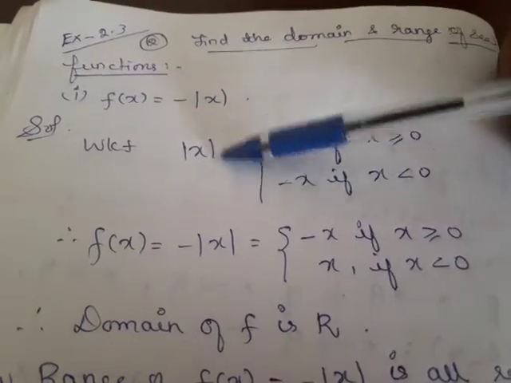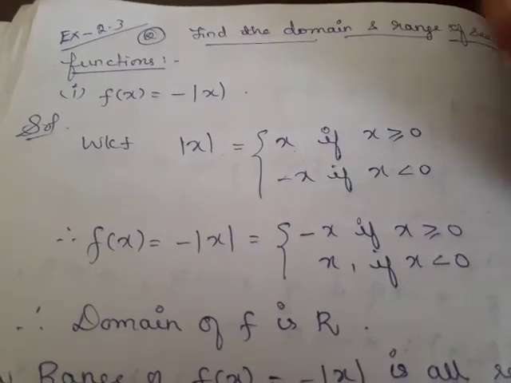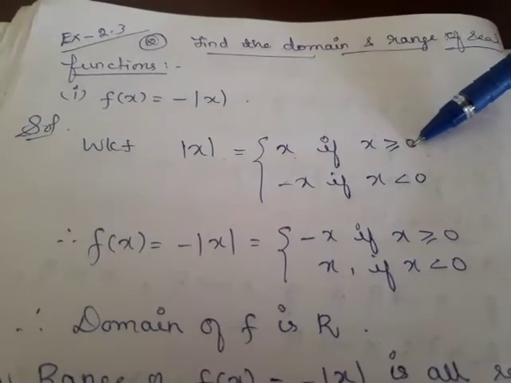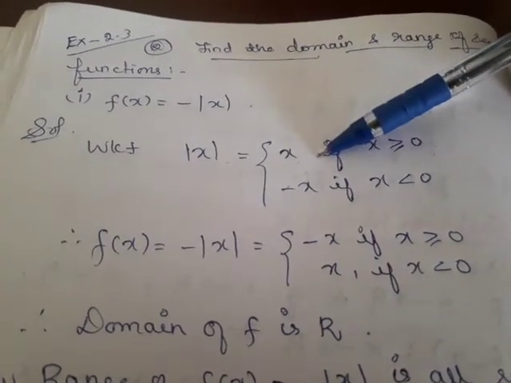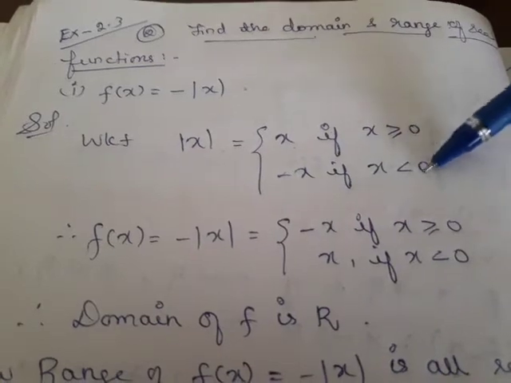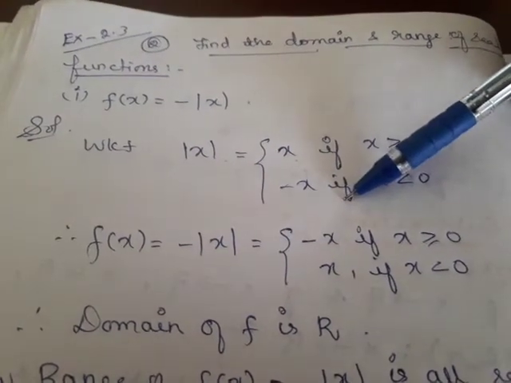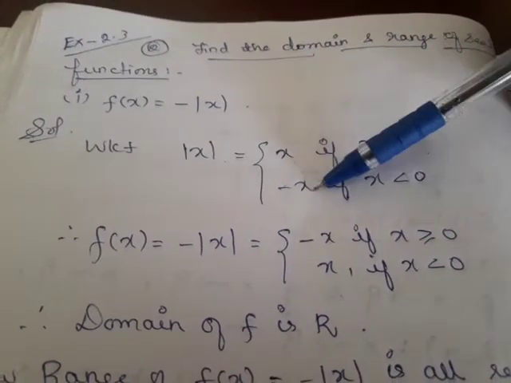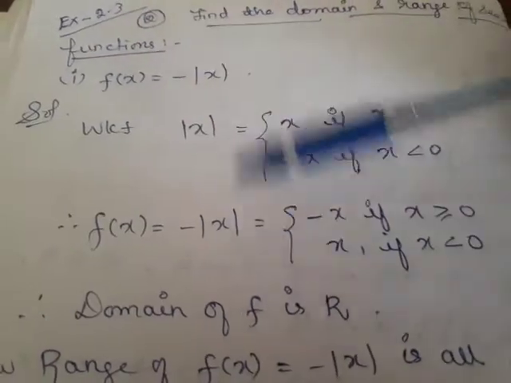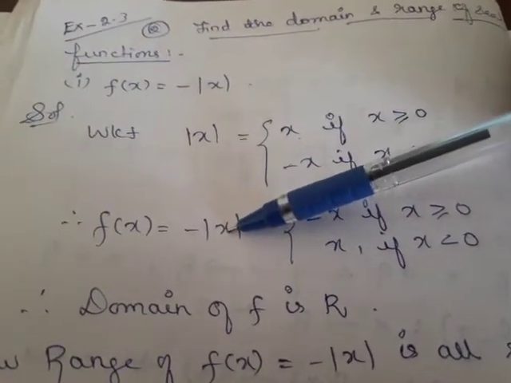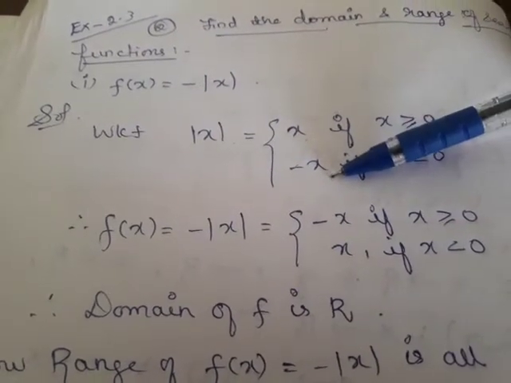When we write a number inside modulus, in spite of its sign, we will take only the value. So if we have taken a positive number, the answer is going to be the same number. If we are going to take a negative number less than 0, then it will be minus of that number, so that minus into minus will become plus. That's why we have defined it as minus x, right? Now our function is minus modulus of x. So what we are going to do, we are going to apply minus in both these definitions. What will happen?